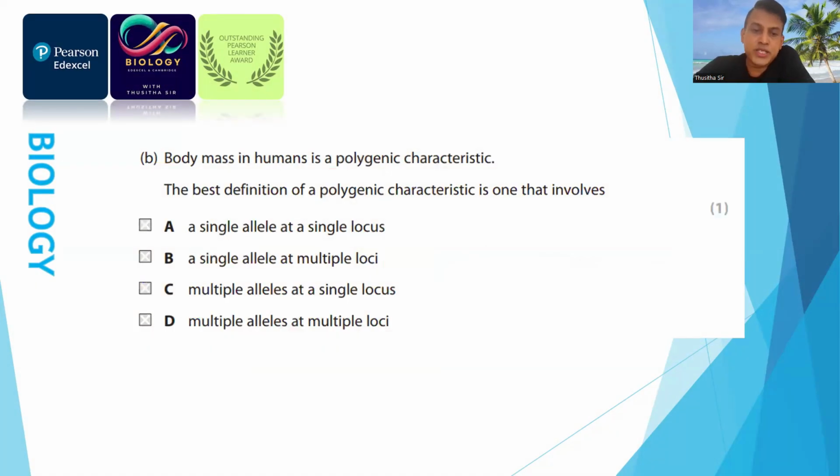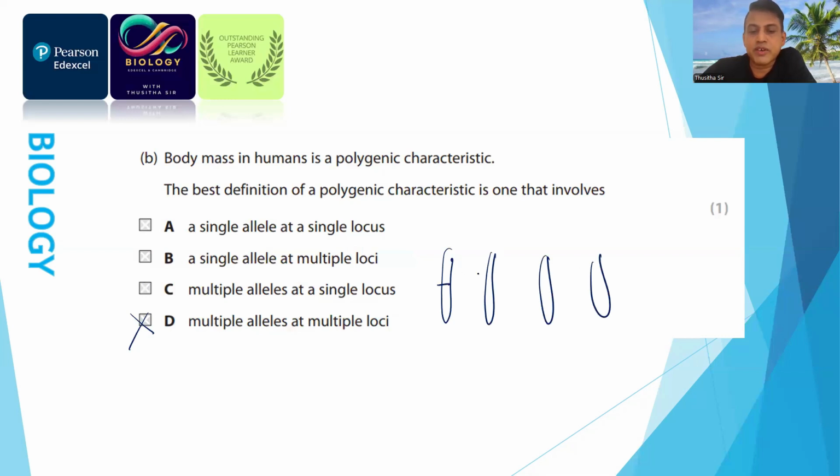Body mass in humans is a polygenic characteristic. The best definition of a polygenic characteristic is one that involves multiple alleles at multiple loci. So let's say these are the chromosomes, one here, one here, one here, like that. And these alleles finally decide the body mass.